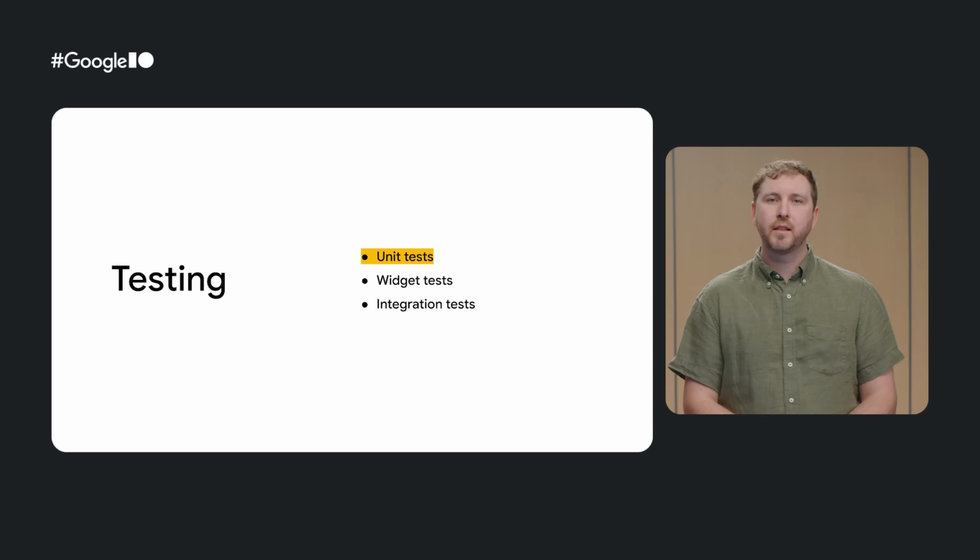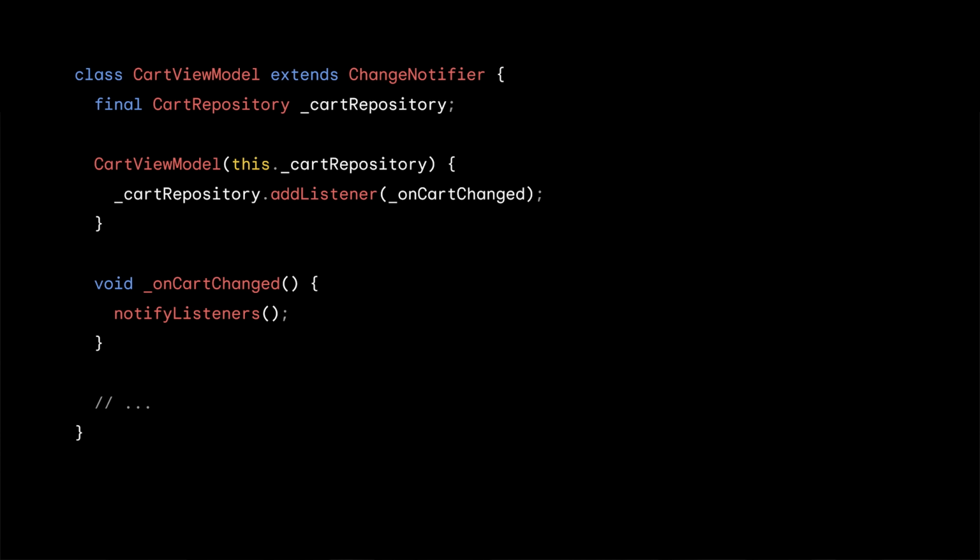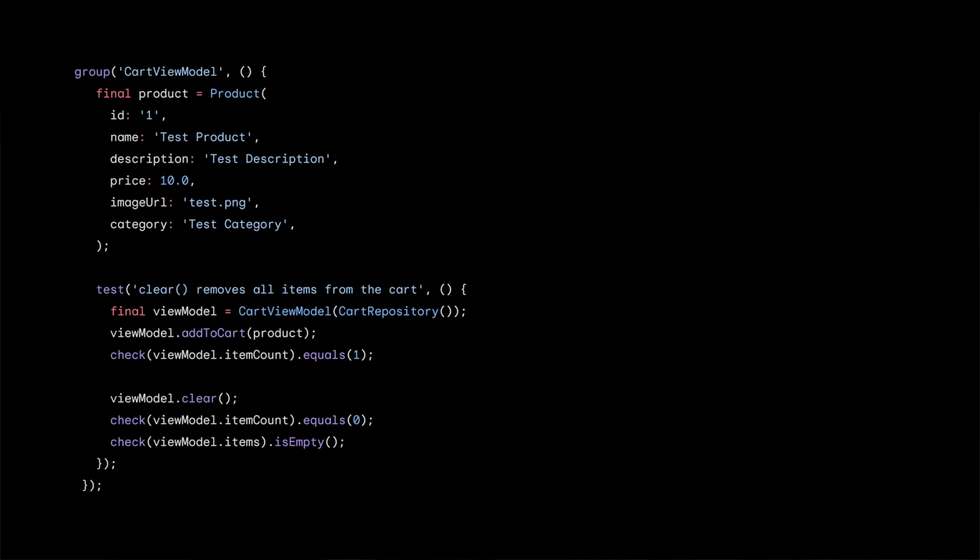Unit tests can validate the behavior of Dart code very quickly in parallel. They're great for testing individual classes or functions with different inputs to make sure they work correctly in isolation. Let's take a look at the cart view model to see how we can write a test for it. I can see that it takes a dependency as a parameter, so we'll want to mock that. And we'll use the new checks package like this.